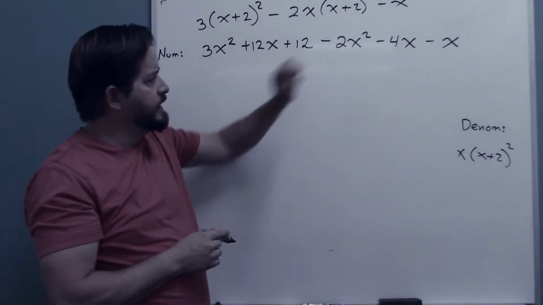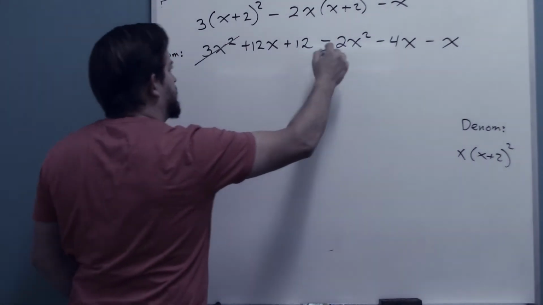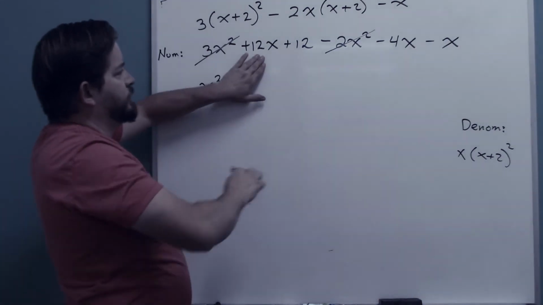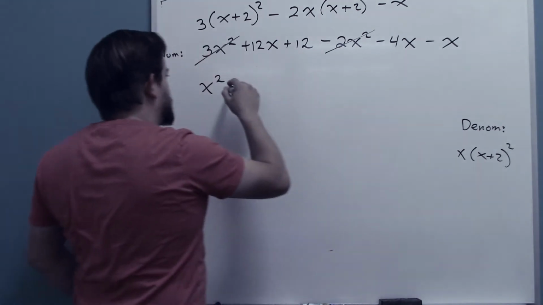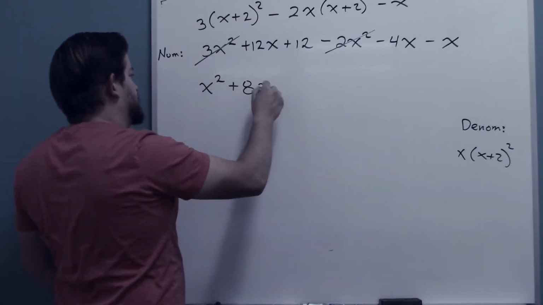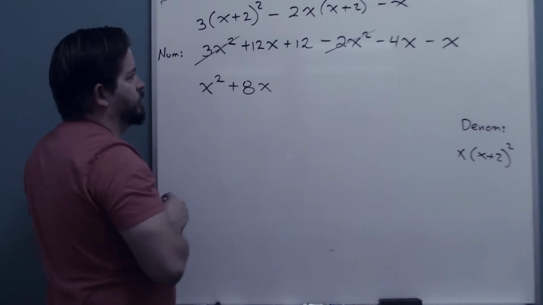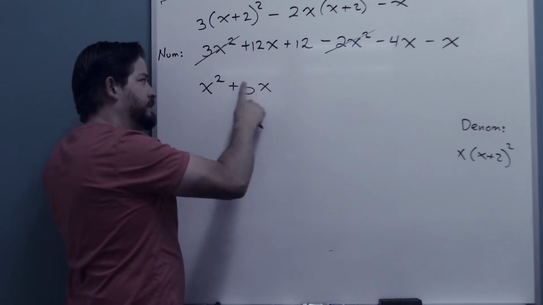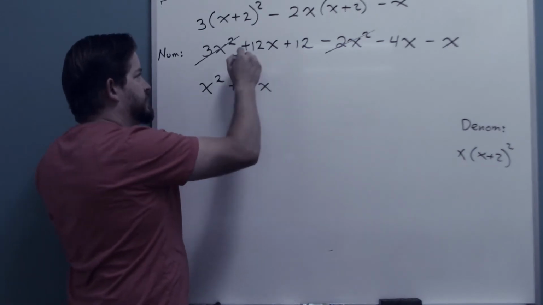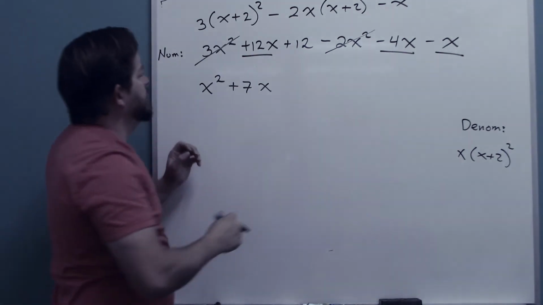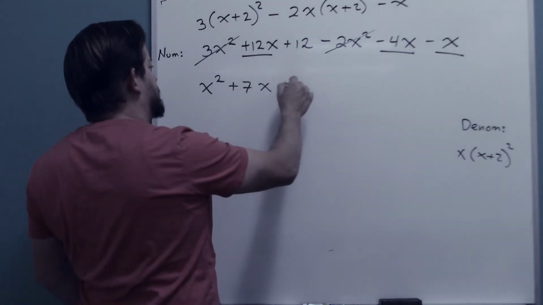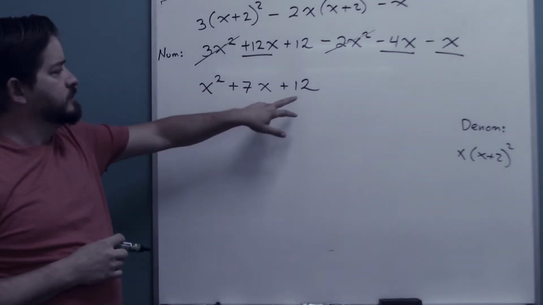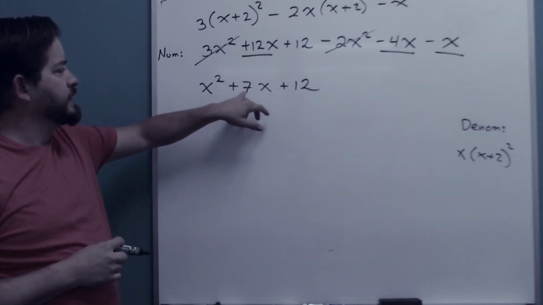3x squared minus 2x squared is just an x squared. Plus 12x minus 4x, that's plus 8x. Oh, I have one more, minus my last x over here, not 8x anymore, but 7x, because I have that, that, and that. And then the 12 hanging out there. And I want to ask myself, could I possibly factor this? Can I get factors of 12 to add up to 7?